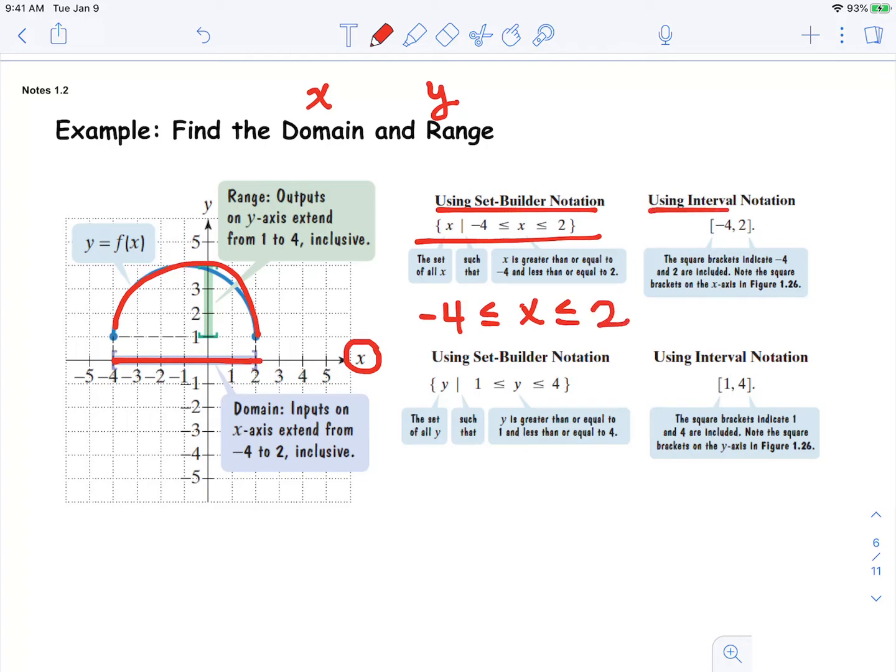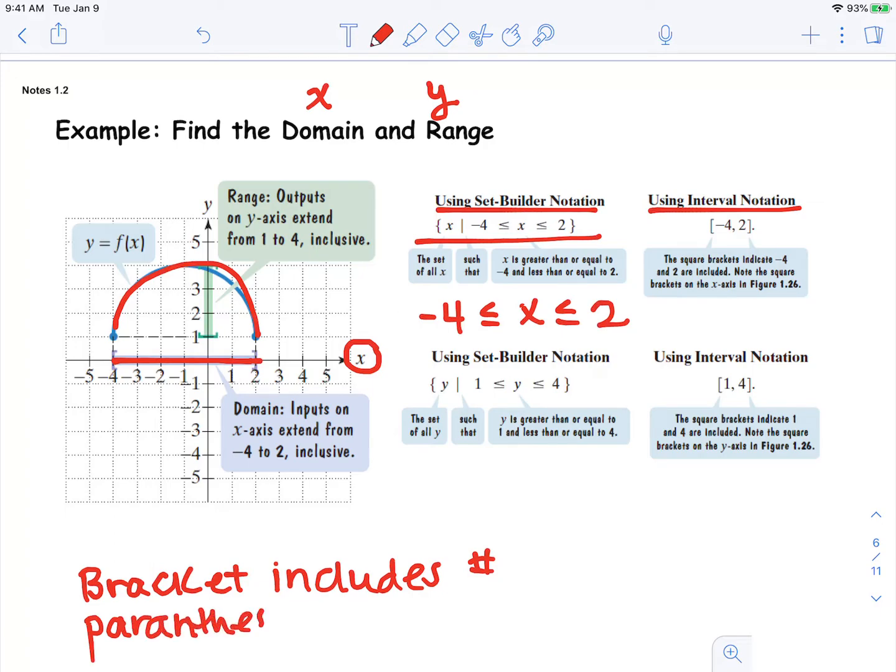The other notation is called interval notation. Interval notation focuses on brackets and parentheses. So if it's a bracket, it's going to include the number. If it's a parentheses, it does not include that number. So our interval notation includes -4, it includes 2. So our interval notation looks like that.